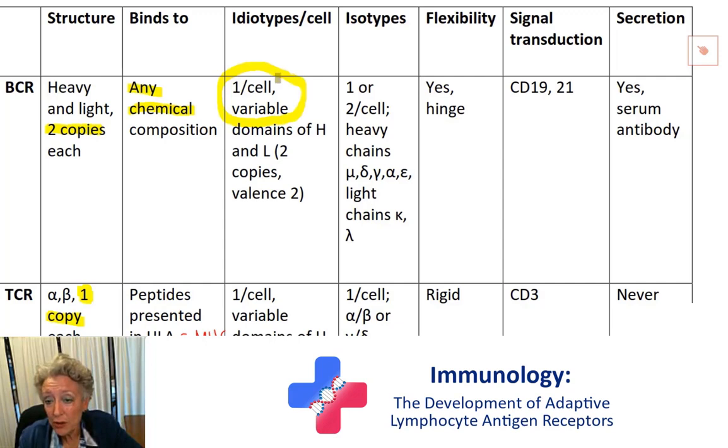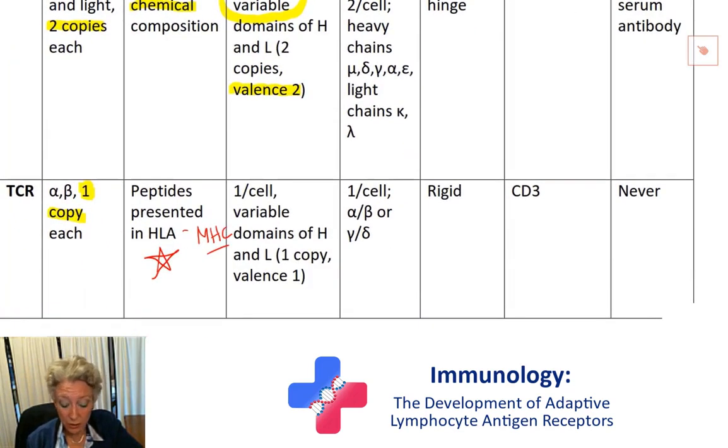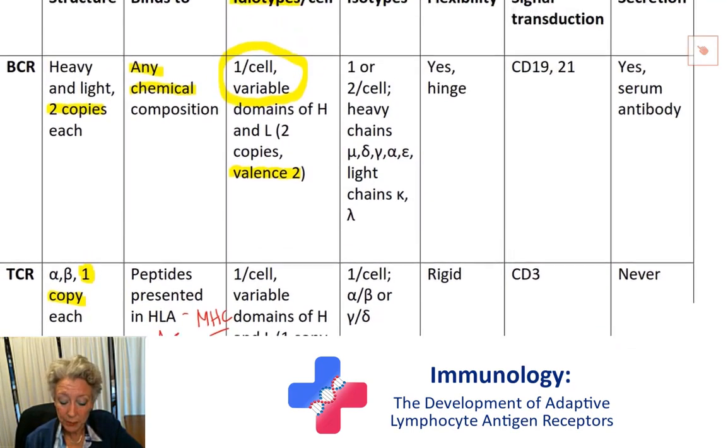Because remember, the entire specificity of my immune response is determined by one cell recognizing one unique thing and making a unique response against it. So I can only have one antigenic specificity per cell, although notice I can have two copies in the case of the B cell receptor, because it has two hands on the end of two arms, right? So two copies that recognize the identical thing. The T cell recognizes only one, fitting in the groove in between the alpha and the beta chains.